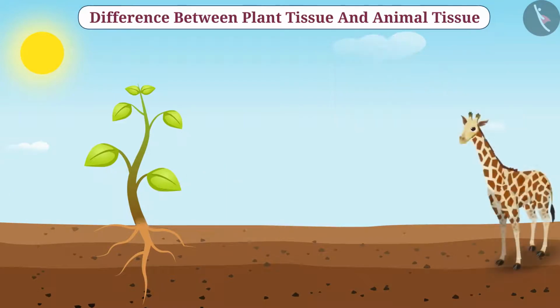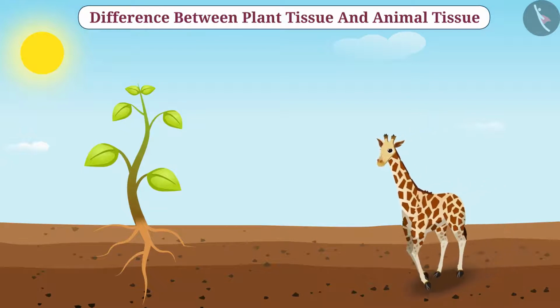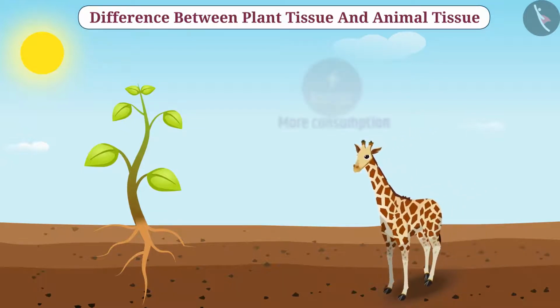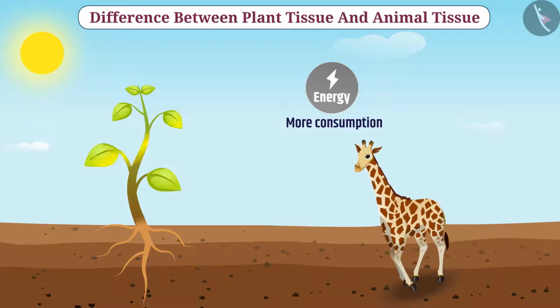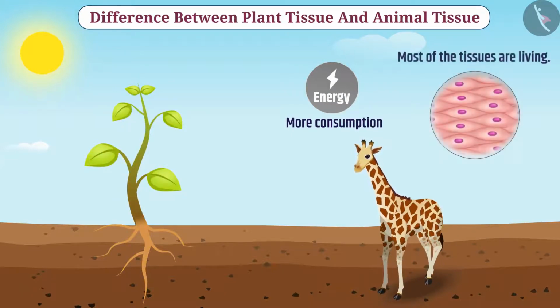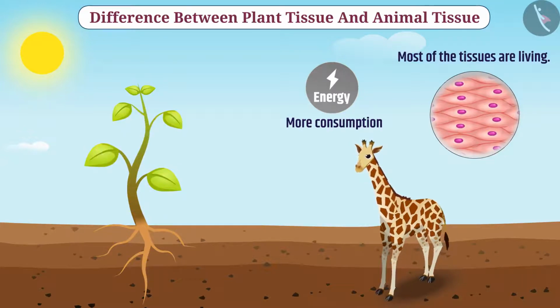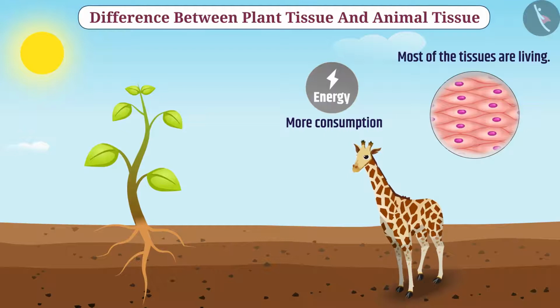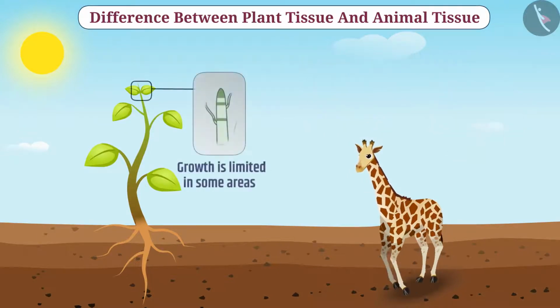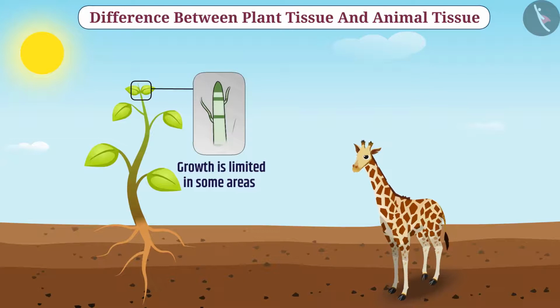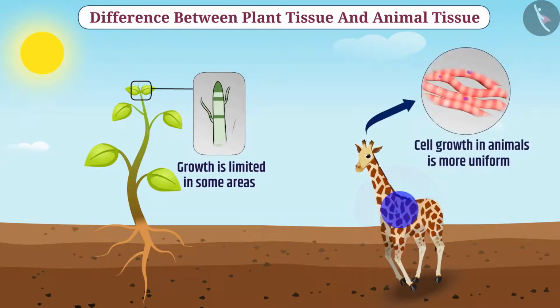In contrast, animals can move from one place to another. That's why animals consume more energy as compared to plants. Due to this, most of the tissues of animals are living. Talking about plant tissues, some plant tissues keep dividing throughout their life, so their growth is limited to some areas. Whereas cell growth in animals is more uniform. Therefore, plants and animals have different types of tissues. Now, let us understand plant tissue, meristem, in detail.